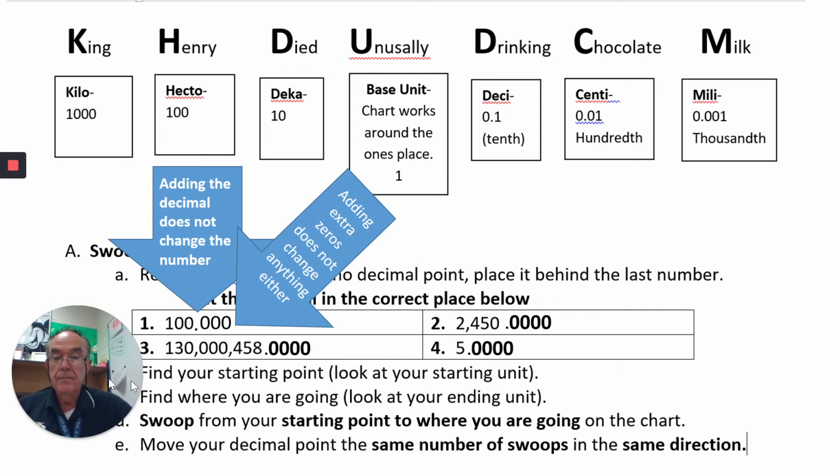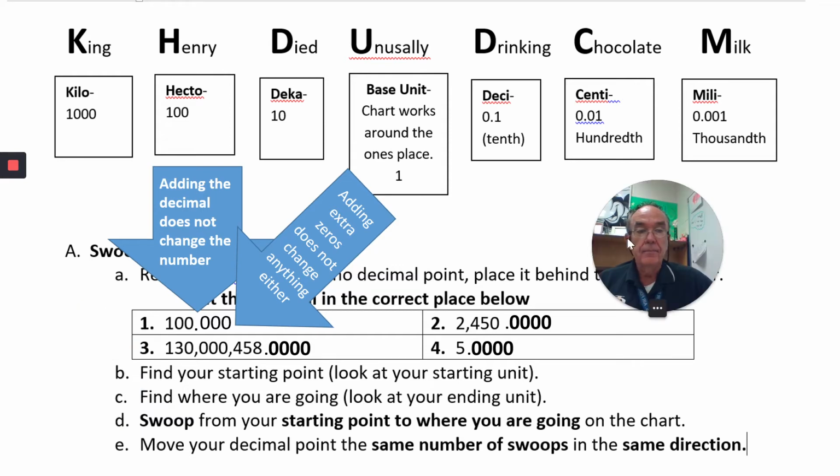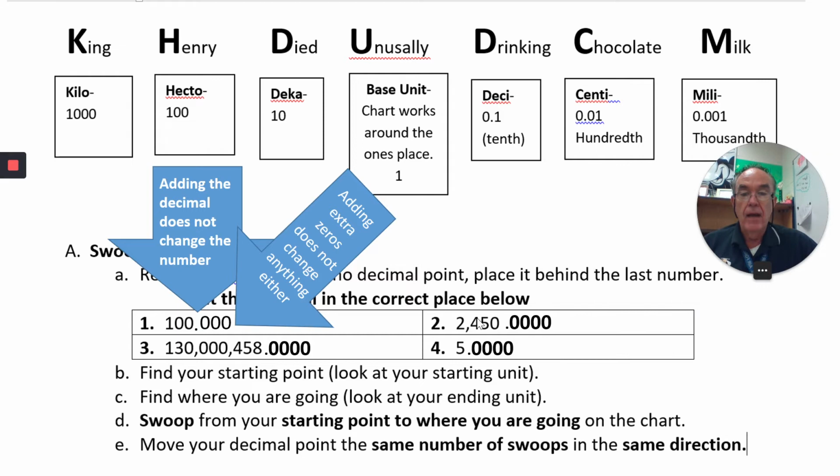Now, in order to do the swoop method, I'm going to move myself over here out of the way so you guys can see better. We're going to find the starting point, and then we're going to find out where we're going. And then we swoop from the starting point to where we're going on the chart, and we move that decimal the same number of swoops in the same direction.